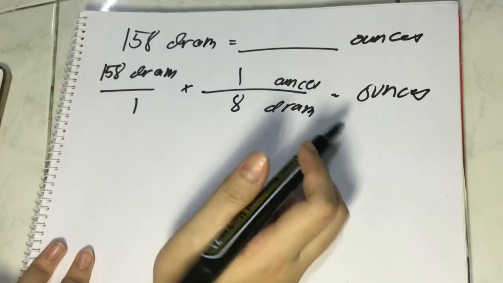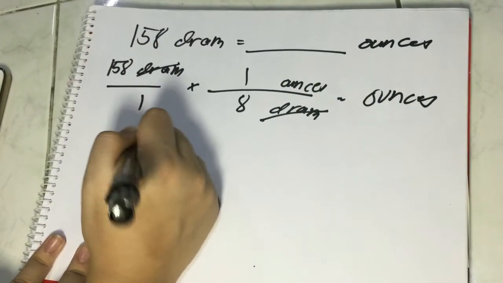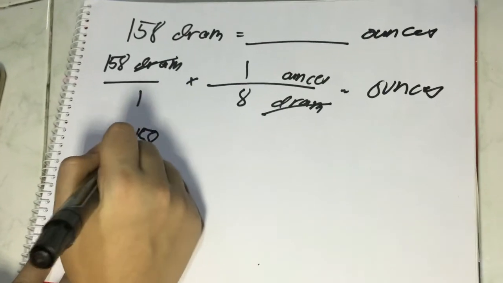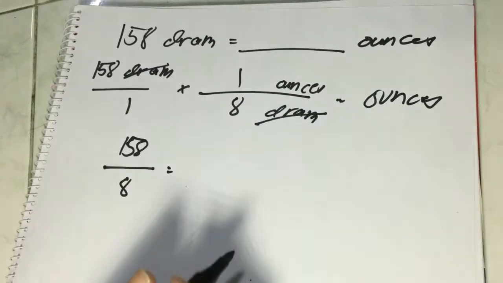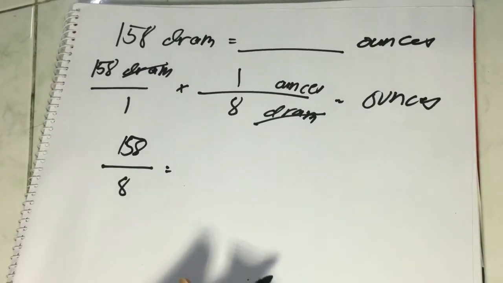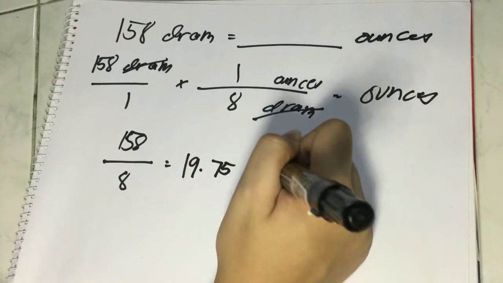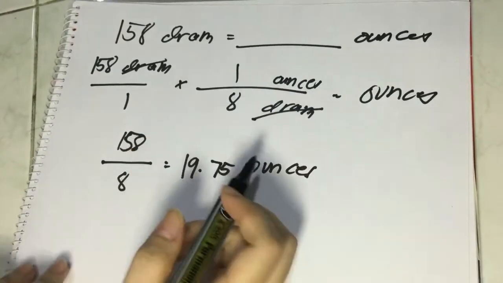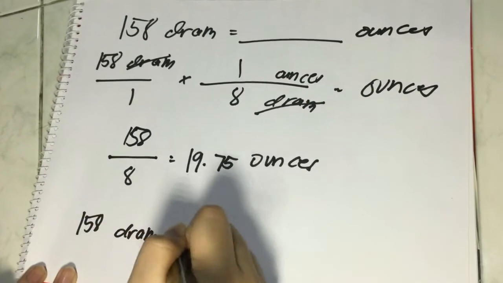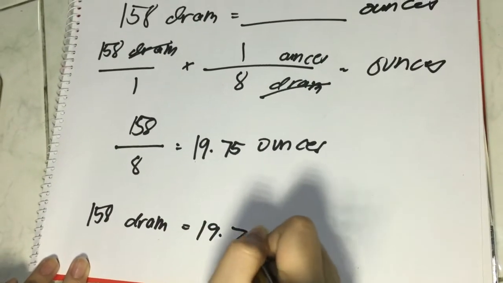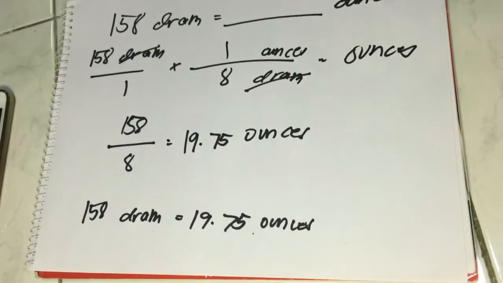Now, we cancel the similar units. Cancel gram. And then, we divide 158 by 8. 158 divided by 8 is equal to 19.75 ounces. That explains 158 grams is equal to 19.75 ounces. And that is how you convert within the apothecary system.